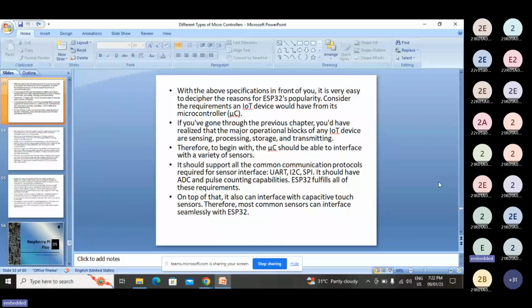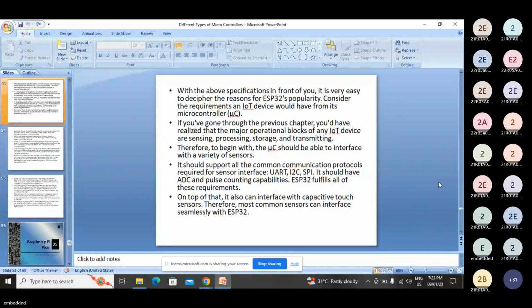If you have gone through the previous chapter, you have realized that the major operational blocks of an IoT device are sensing, processing, storage, and transmitting. Therefore, to begin with, the microcontroller should be able to interface with a variety of sensors. It should support all the common communication protocols required for sensor interface: UART, I2C, SPI. It should have ADC and pulse counting capabilities.